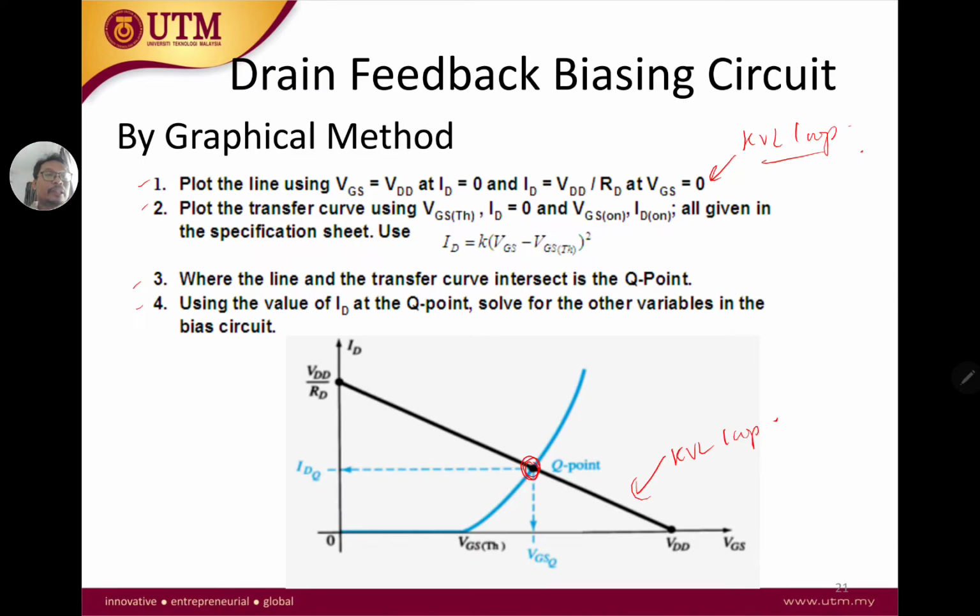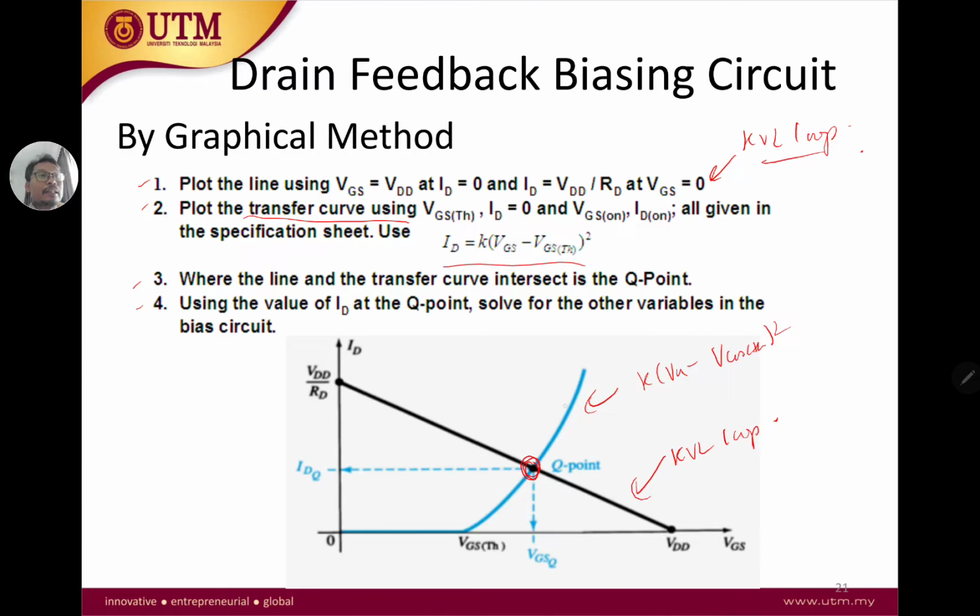Okay, we have a KVL loop curve, and then we also have the transfer curve. For the transfer curve, we're going to use this equation: K (VGS minus VGS,TH) squared. So we have two equations with two unknowns, and we're going to intercept the two equations together to find our operating point Q.